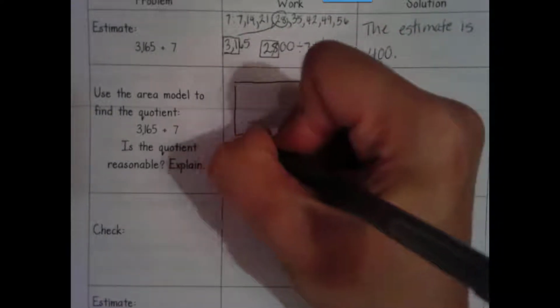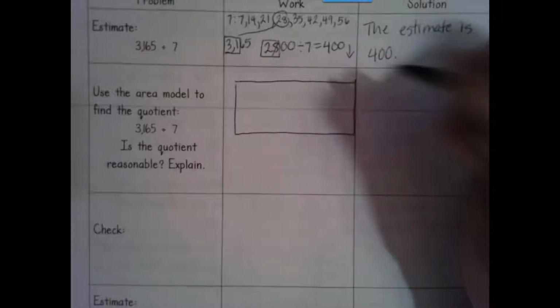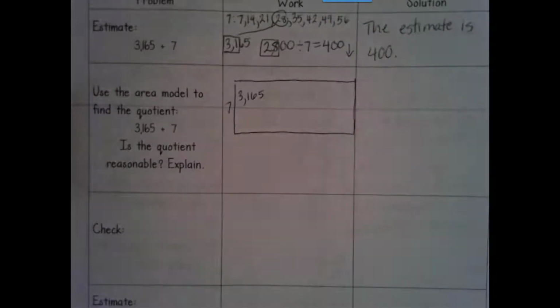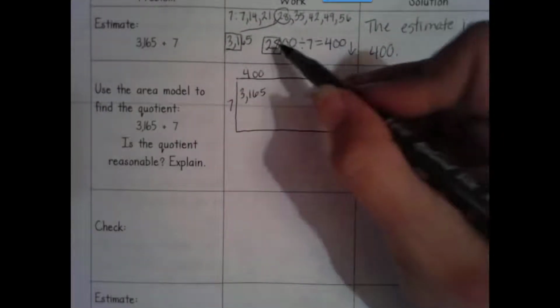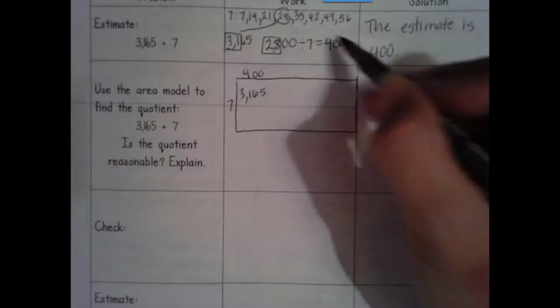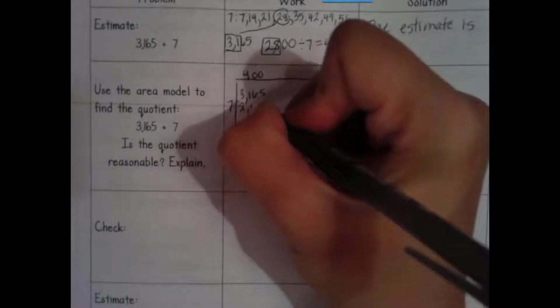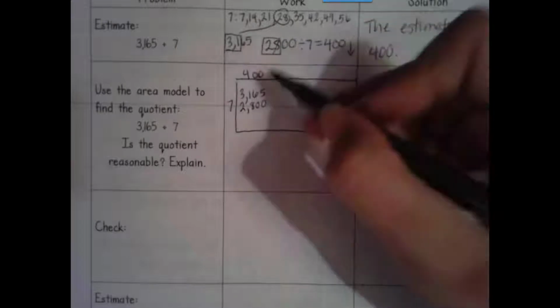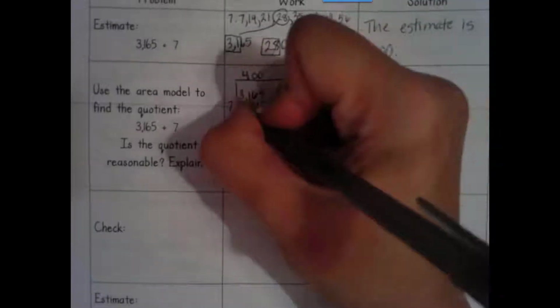So we're going to draw our rectangle for our area. 3,165. So how many squares are inside? That side's a 7. And I said that 400 would be low, so I'm going to start with 400. Because I also know that 7 times 400 is 2,800. So I can use work up here to help me out. 2 placeholders moves it over 2 places. 4 times 7 is 28.